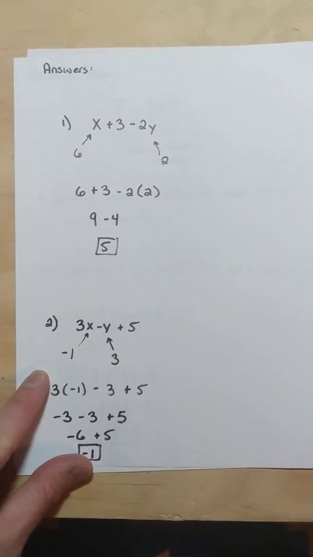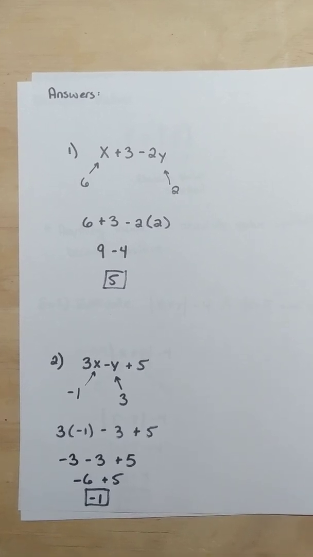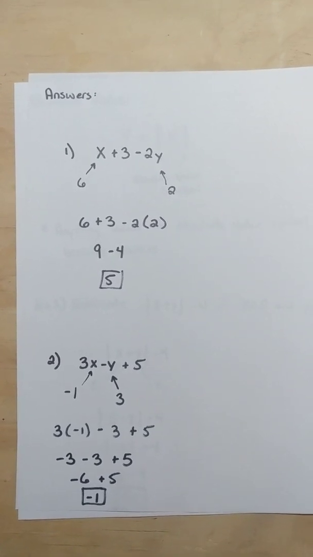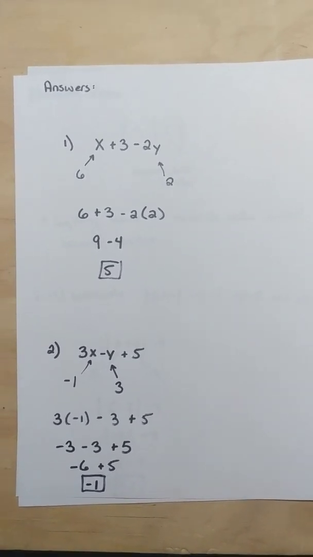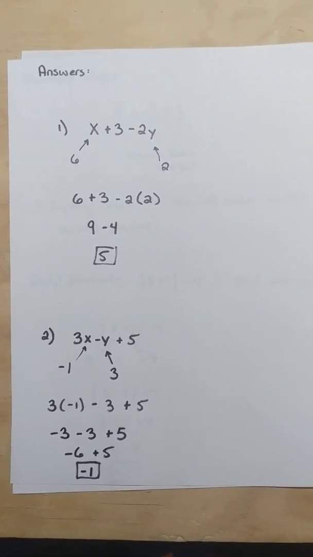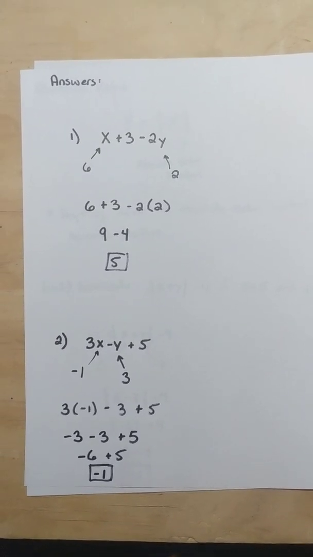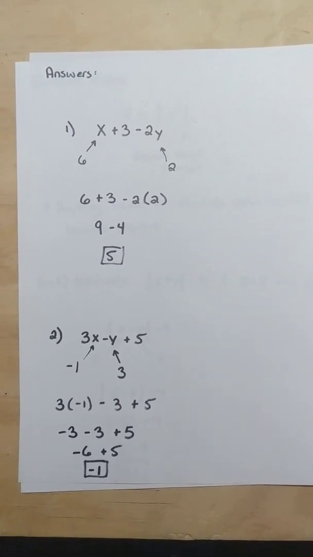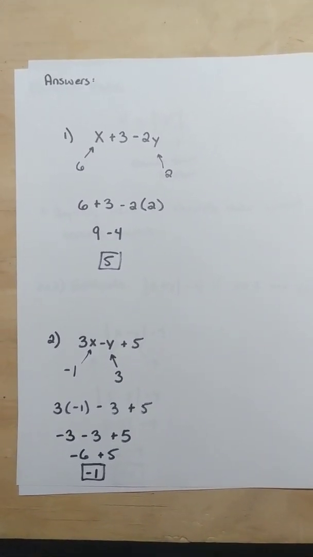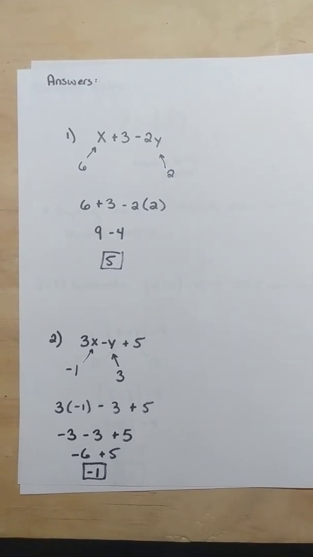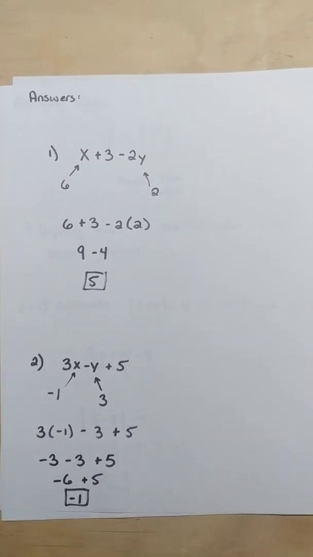Here are the answers. Now if I were to take x plus 3 minus 2y and plug in 6 for x and 2 for y, I would get 6 plus 3 minus 2 times 2. 6 plus 3 is 9, 2 times 2 is 4, so I have 9 minus 4, which is positive 5. In example 2, I would have 3x minus y plus 5. I replace x with negative 1 and y with 3, so I have 3 times negative 1 minus 3 plus 5. 3 times negative 1 is negative 3. Negative 3, take away 3 more is negative 6. Negative 6 plus 5 is negative 1.